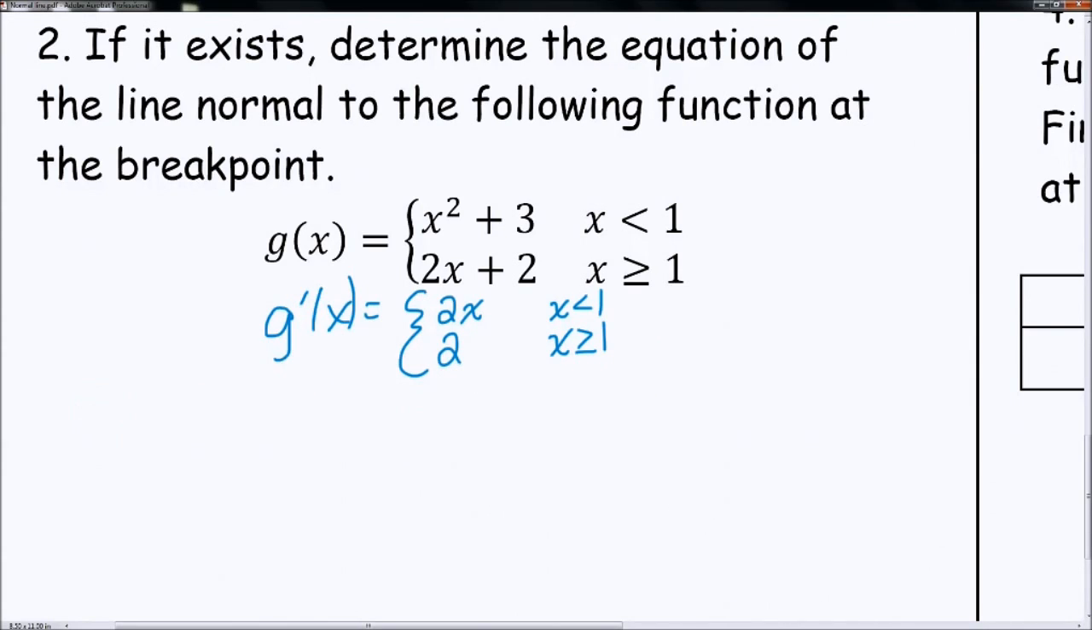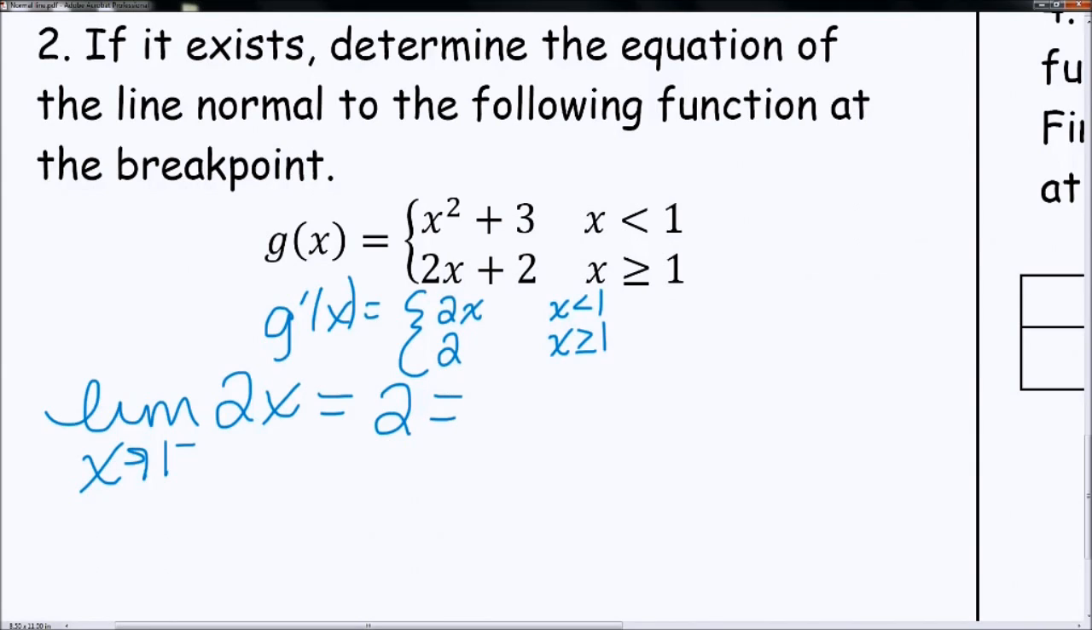Now I just want to double check it's differentiable. So I'm just going to use my derivative. If I have the limit as x approaches 1 from the left, again, this is the left side, does that slope equal the same as the right-hand side? So 2x, that's the left-hand slope, which is equal to, if I plug in 1, I'm going to get 2. And it's going to equal the limit as x approaches 1 from the right of 2. And so we're okay. It's continuous, it's also differentiable.